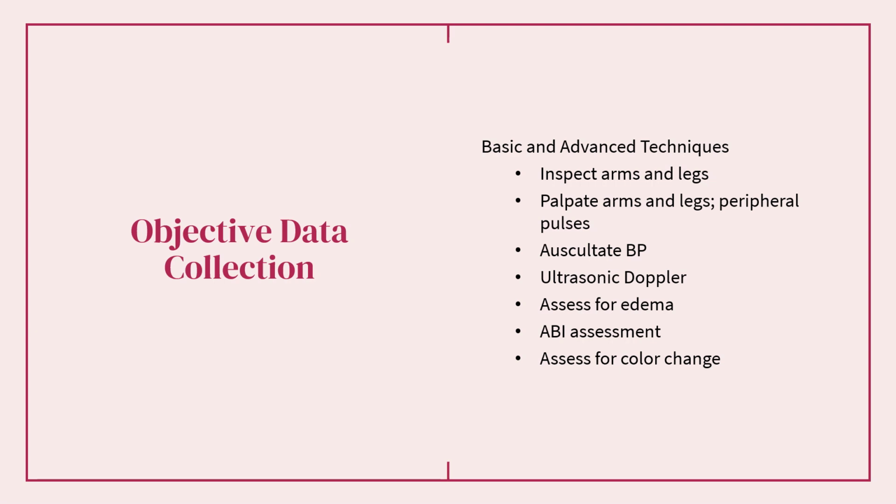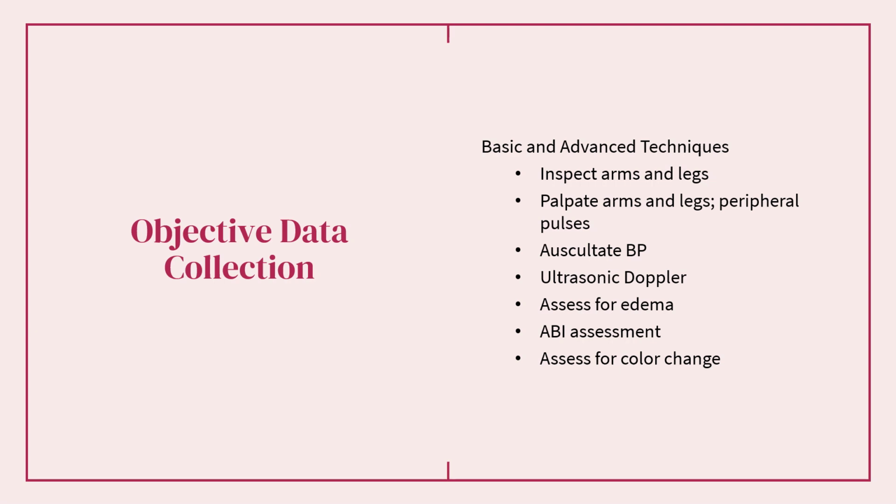Then we're auscultating the blood pressure, potentially Doppler, using ultrasonic Doppler to detect blood flow if we need to, if the pulses are harder to feel. Edema assessment, we're checking for swelling. We want to press over bony areas, looking at pitting edema on a scale of 1+ to 4+, 4+ being the worst.